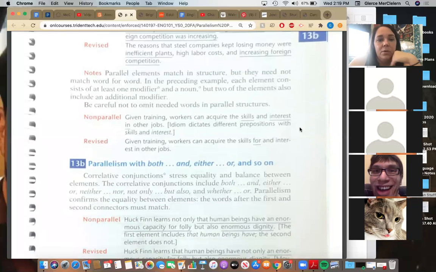So another example: given training, workers can acquire the skills and interest in other jobs. And like already that just sounds weird, the skills and interest in other jobs. It could be trying to say skills in other jobs, but even that doesn't really make sense. So if it's revised and both parts are parallel: given training, workers can acquire the skills for and interest in other jobs.